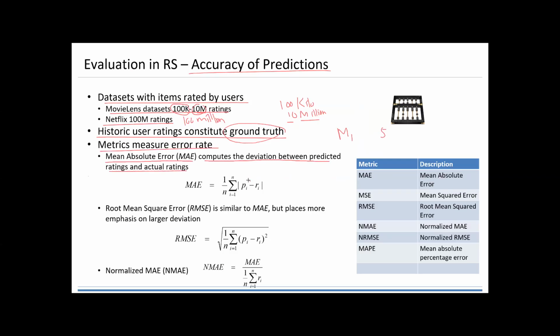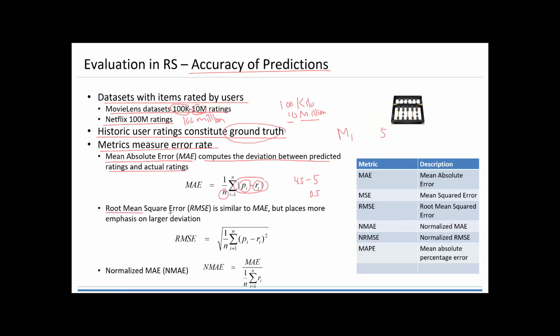So let's say this is the predicted and this is the actual. The actual rating is 5 and the predicted is 4.5, then there is an error of 0.5. We calculate all the errors, and then later on we divide by n, the number of data.